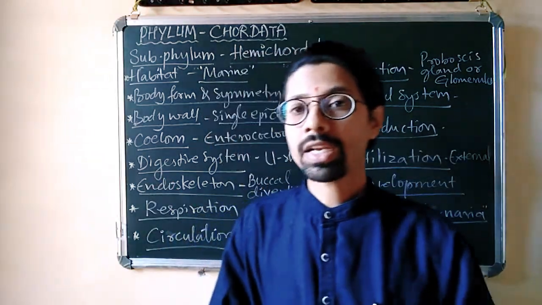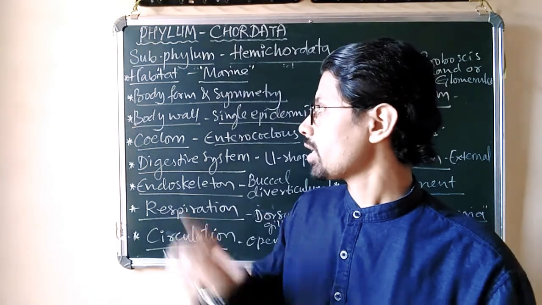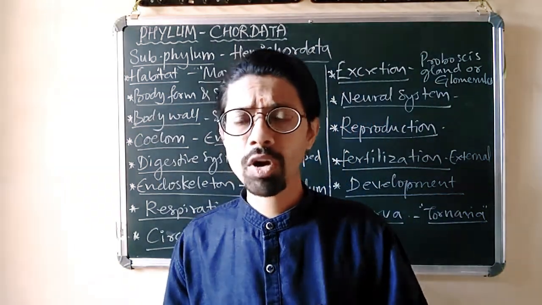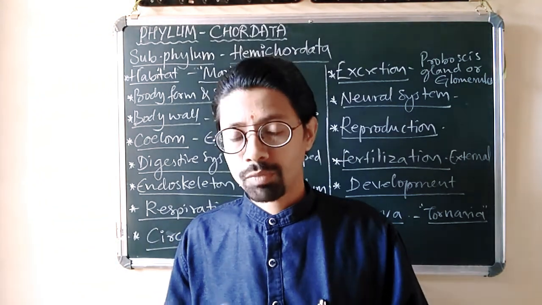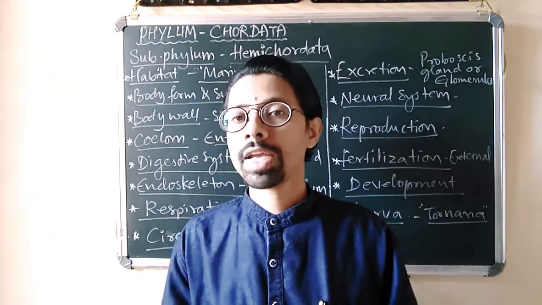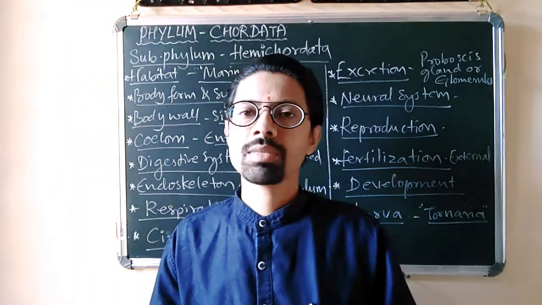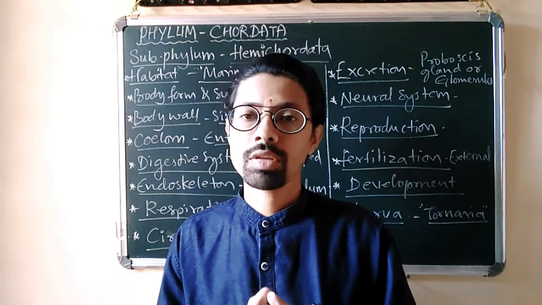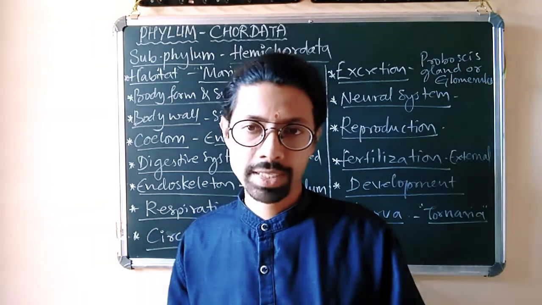First point. Second thing, after habitat, body form. What kind of a body form do they have? Their body form is generally vermiform. Vermiform means worm-like body. So it is bilaterally symmetrical, it is triploblastic, and they are also eucoelomates. They have a true coelom in them.